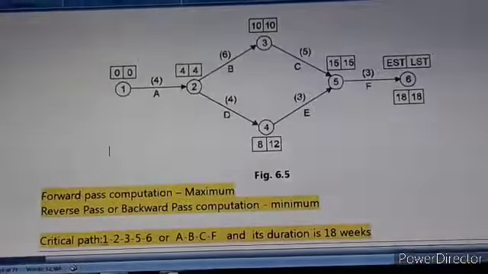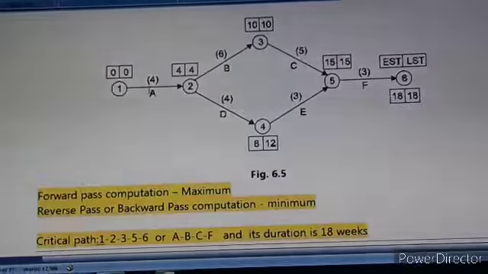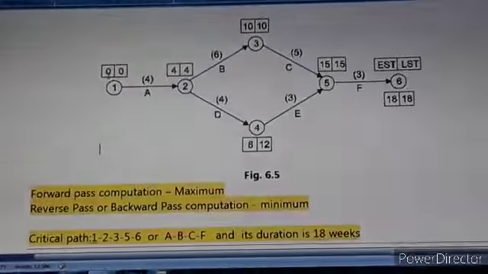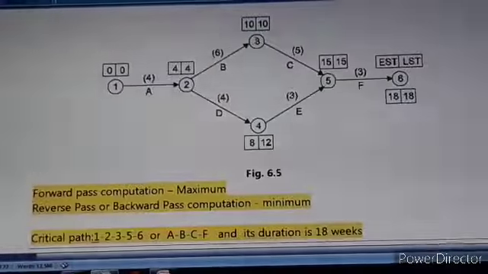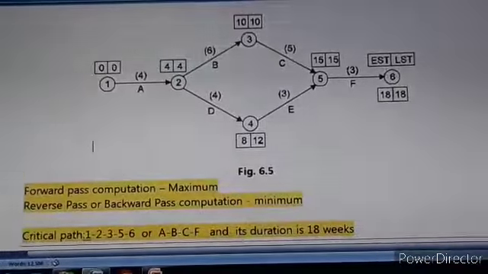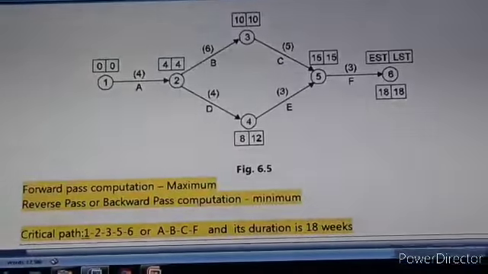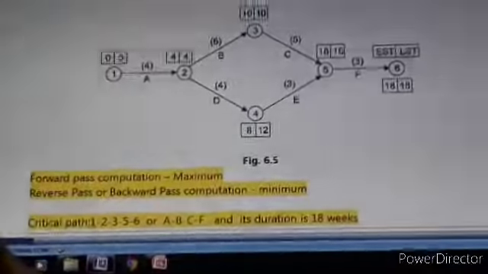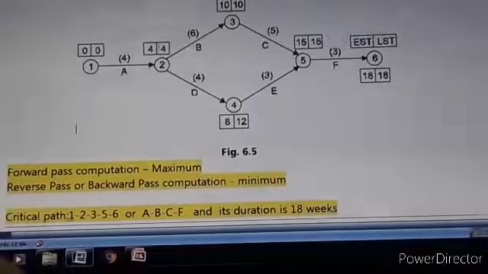So what is the critical path in this network diagram? Check these squares. With respect to node 1, the values in the square are 0, 0. With respect to node 2, the values are 4, 4. With respect to 3, 10, 10. With respect to 5, 15, 15. With respect to 6, 18, 18. With respect to 4, it is 8, 12. So the difference between the early start time and the latest start time is 0, or the values are the same.